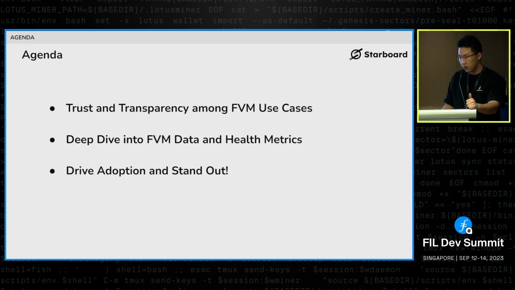The second, I want to talk about FVM health metrics, right? So we have this Filecoin network health dashboard that most of you probably have used before, but we have also delved into the analytics of the FVM specifically, and then I want to discuss what makes a smart contract ecosystem robust. And last but not least, we want to talk about a leaderboard of smart contracts that we have built, and that could potentially help you stand out from your peers.